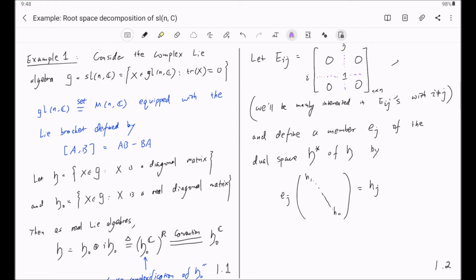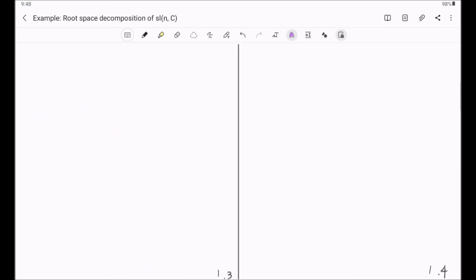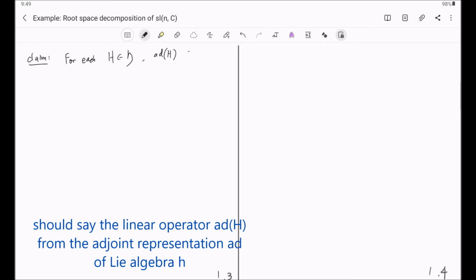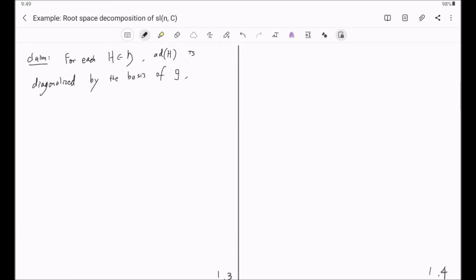And now we will make the following claim. We claim that for each h in the Lie algebra h, the adjoint operator ad h is diagonalized by the basis of g consisting of members of h and those E_ij's where i is not equal to j.